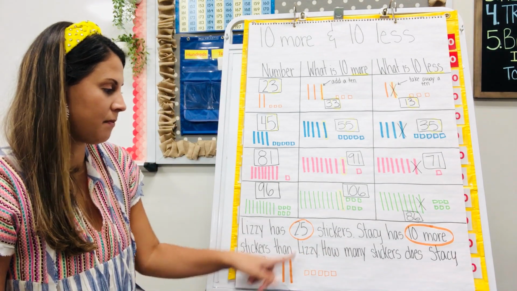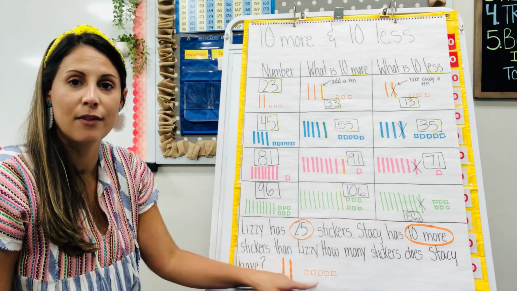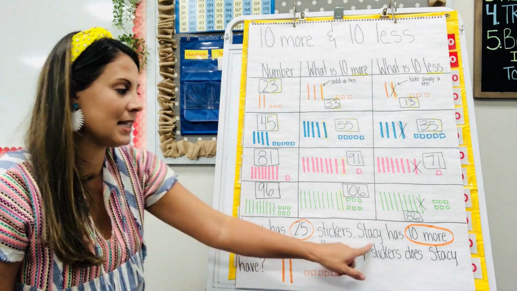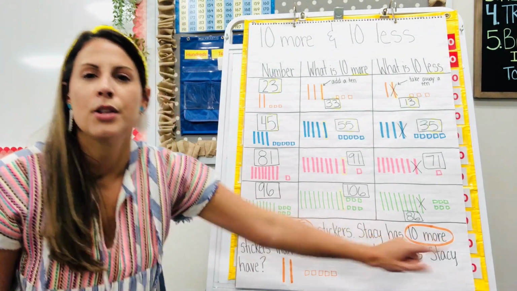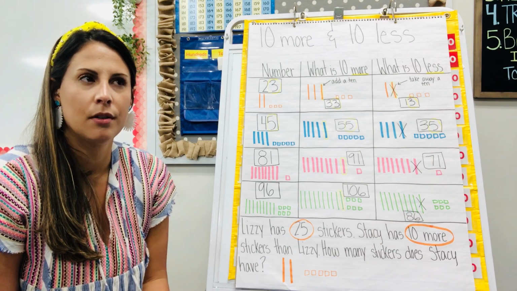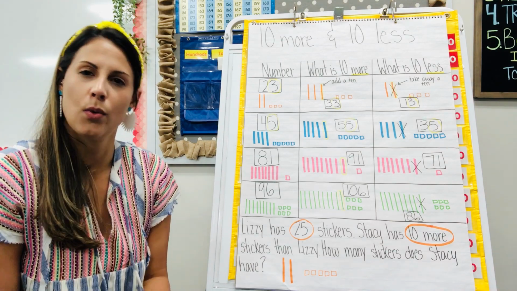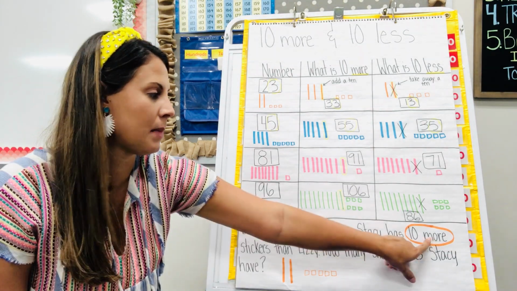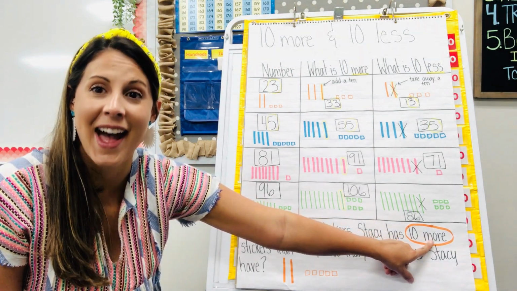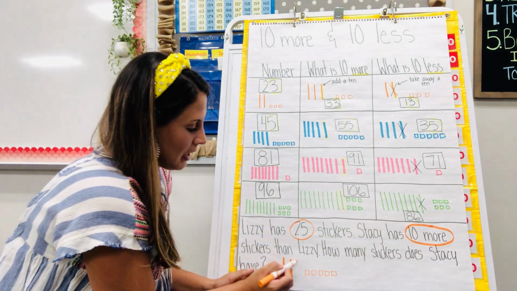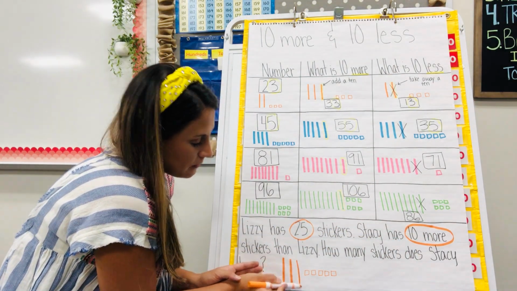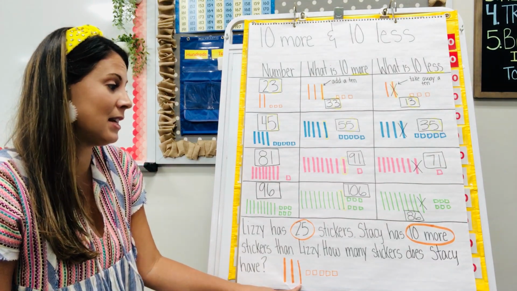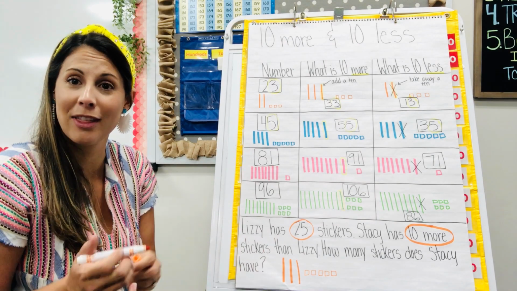All right, I have my number. Lizzie has 25. I drew 2 10s and 5 1s. Now, Stacy has 10 more. So if Stacy has 10 more, do I need to add a 10 or take away a 10? Think about more. I need to add a 10. Good job. So I'm gonna add one more 10. Do you see the 10 I added? Now I'm gonna count and see how many stickers Stacy has. You gonna count with me?